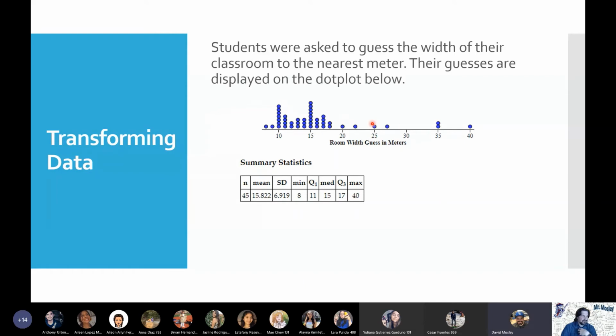All right. So here's an example of transforming data. Students are asked to guess the width of their classroom to the nearest meter. Their guesses are displayed on the dot plot below. So we have our original data set here. The students in a class guess the width of their room, and you can see there's quite the range of answers. We have our summary statistics down here. There are 45 students. We have our mean of 15.822, standard deviation, min, Q1, median, Q3, and maximum. And this is in meters.